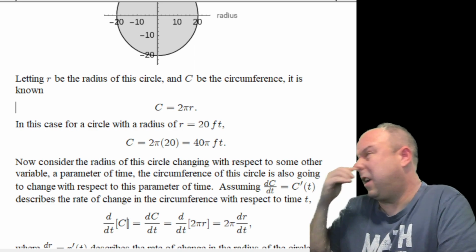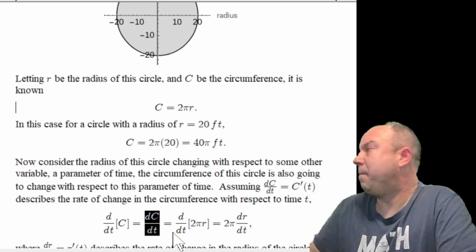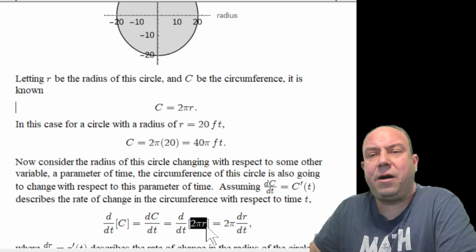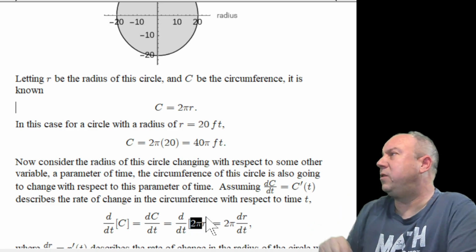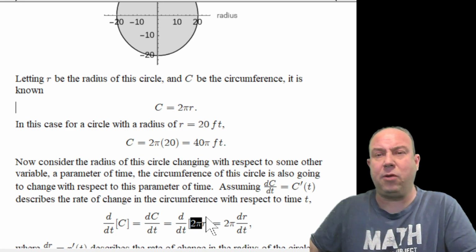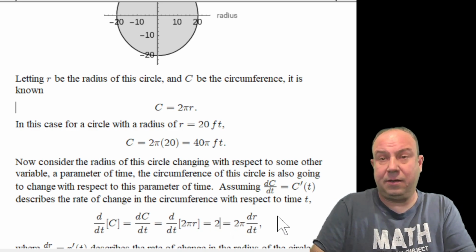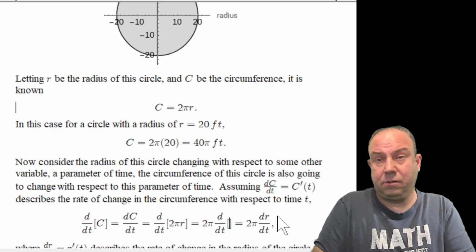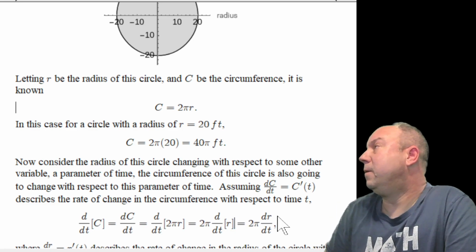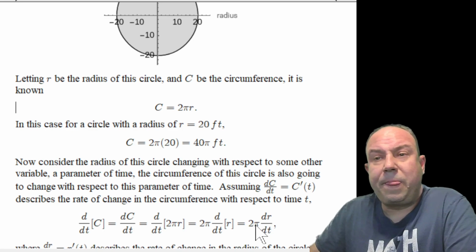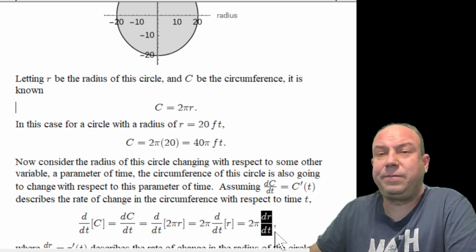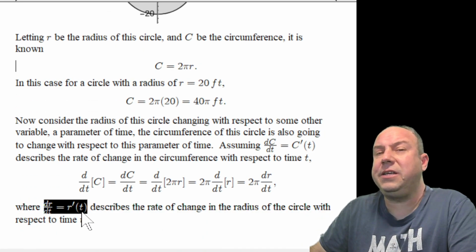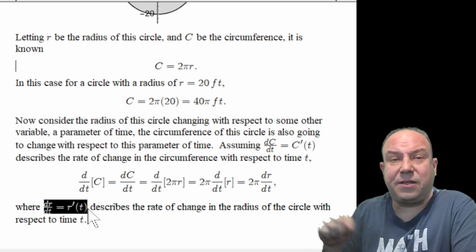Our description of circumference, which is going to be dc dt, is like applying the derivative operator to the right-hand side, 2 pi r, where 2 pi r is a constant multiple, and we're just applying that derivative operator to the value of r, which becomes dr dt. What is dr dt? dr dt is the rate of change in the radius of the circle with respect to time.